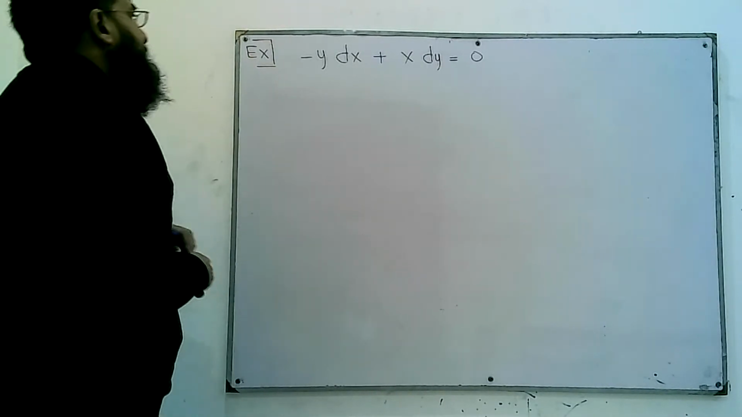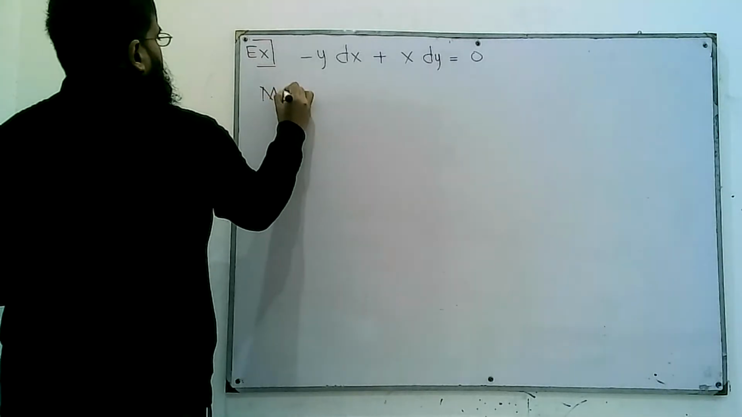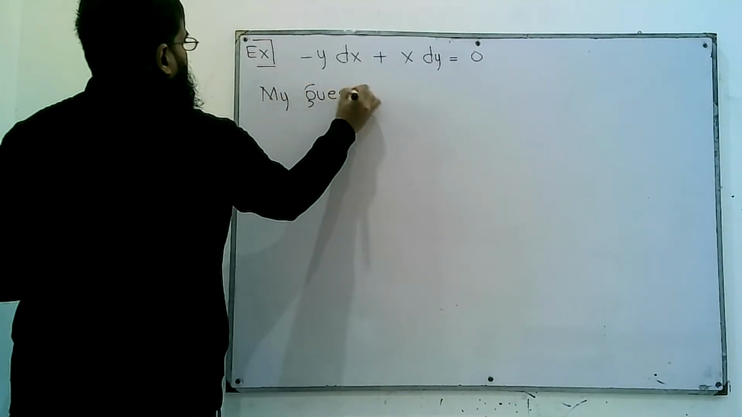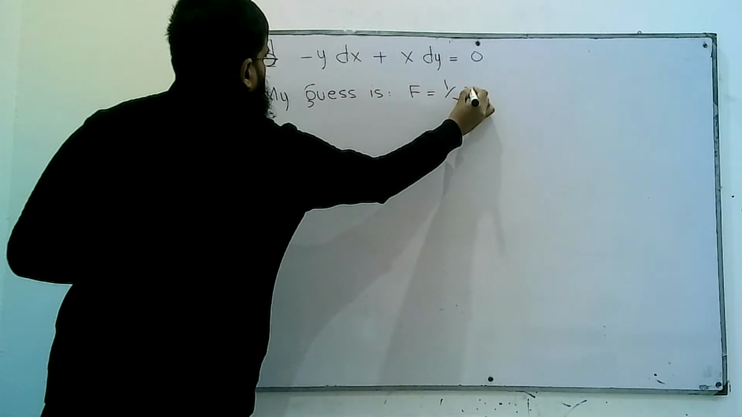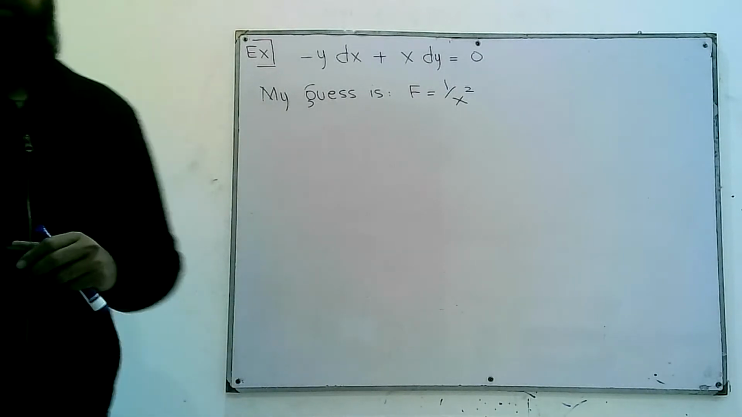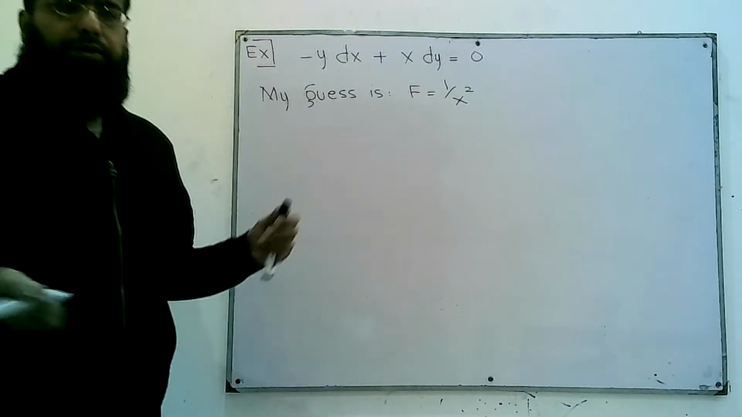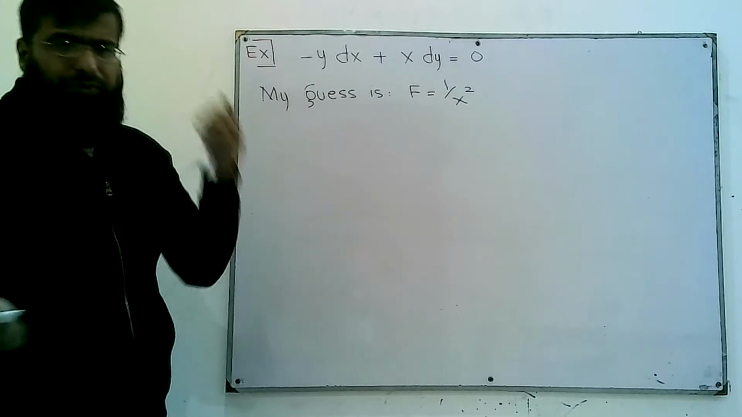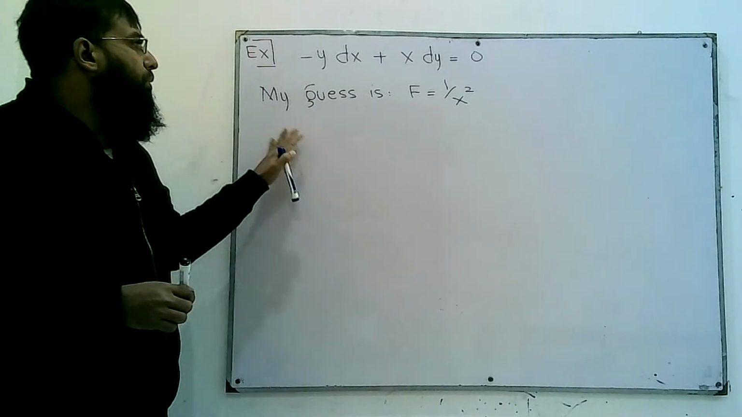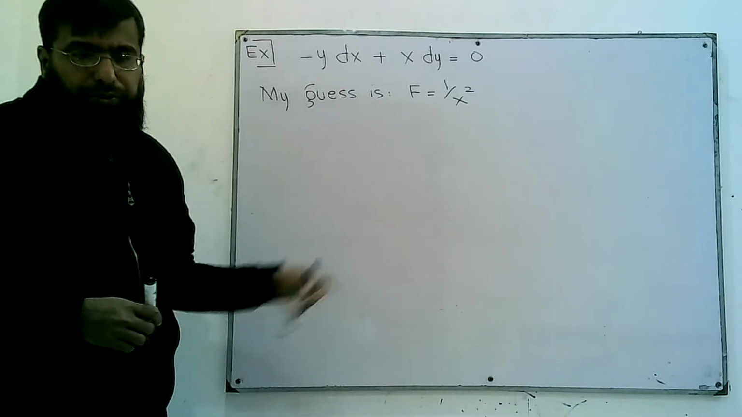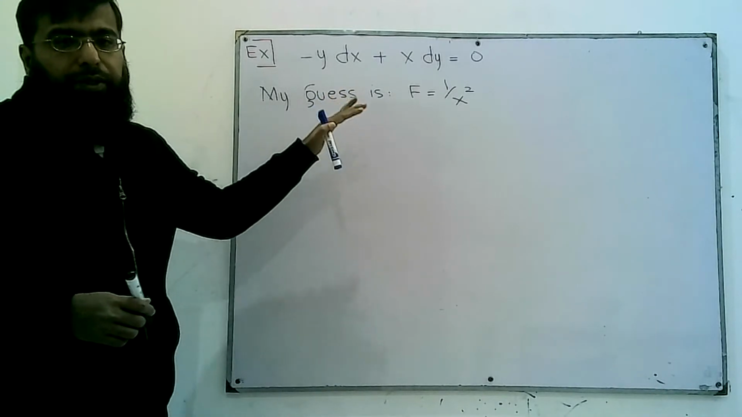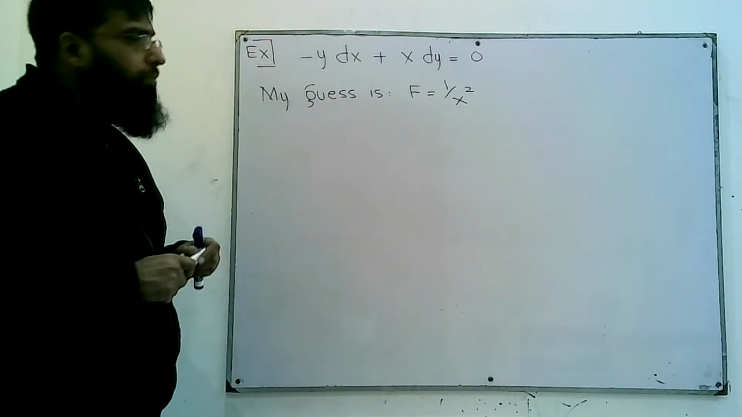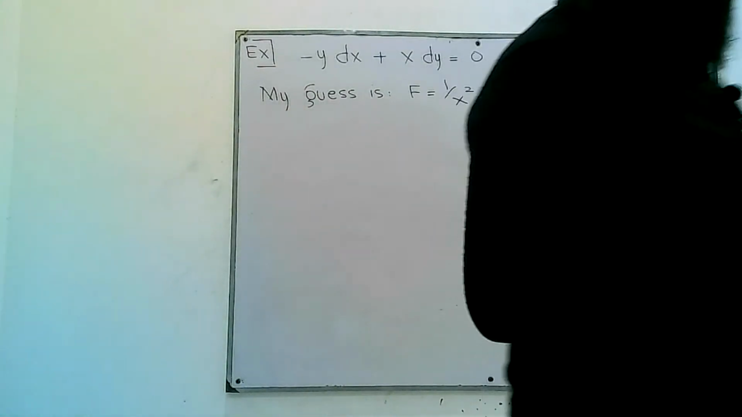My guess is f is 1 over x squared. Your guess can be different, and even with your guess you can fulfill this necessary and sufficient condition. So all the guesses that we make here may not be unique. My guess may not be unique, your guess may be different, and your guess may also work. Right, so let's see whether my guess works or not.